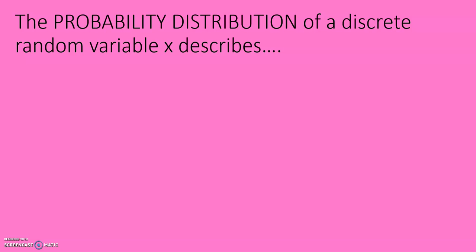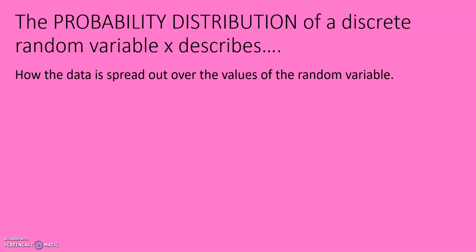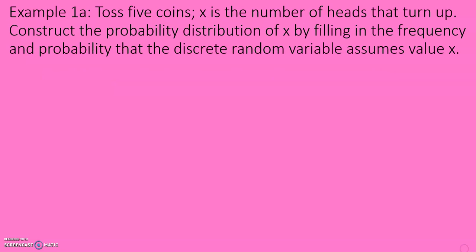The probability distribution of a discrete random variable x describes how the data is spread out over the values of the random variable. Example 1, toss 5 coins. X is the number of heads that turn up. Construct the probability distribution of x by filling in the frequency and probability that the discrete random variable assumes value x.